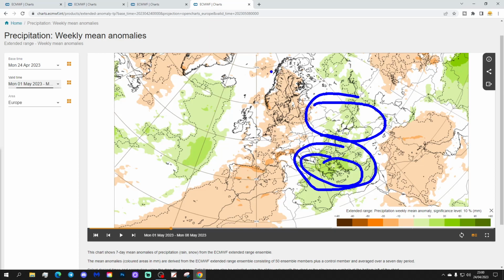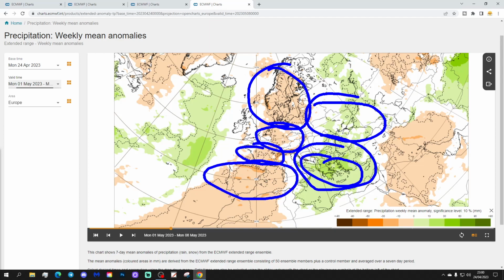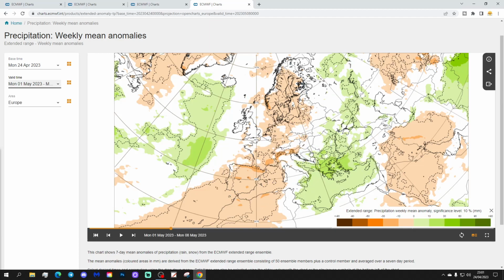Western and northern Europe is drier though, so much of Scandinavia comes out drier than average, and then we've got Germany and the Low Countries, much of France, drier than normal too, and into the western part of the Med, back to Spain and Portugal, it comes out drier than average there as well.